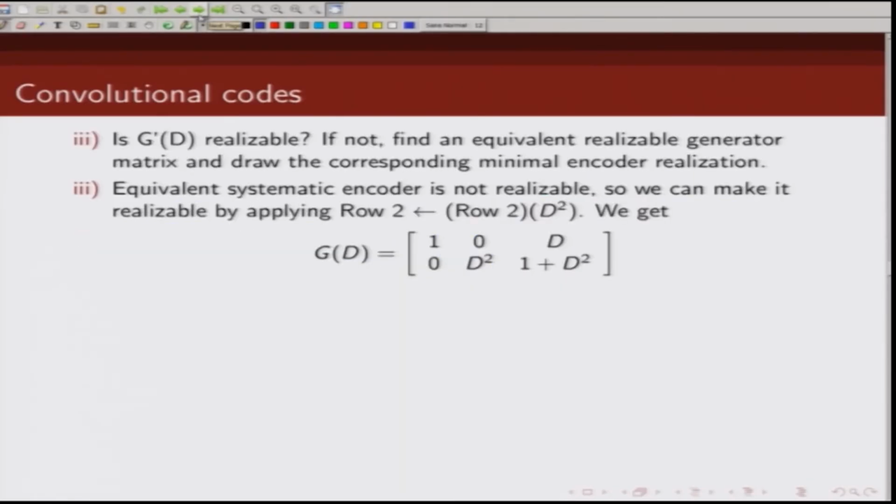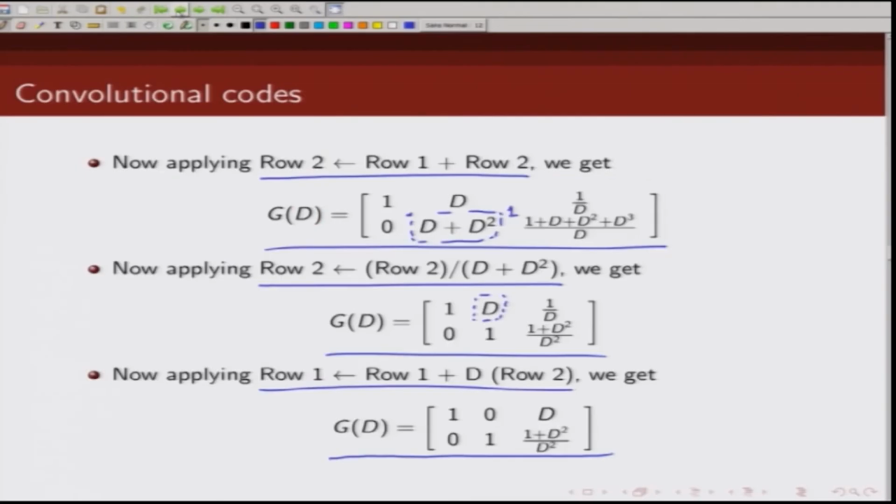Next, is this equivalent systematic generator matrix realizable? If it is not, find an equivalent realizable generator matrix and draw its corresponding minimal encoder realization. Now, note here, this generator matrix has a term 1 plus D square in the denominator. Now, this cannot be realizable.